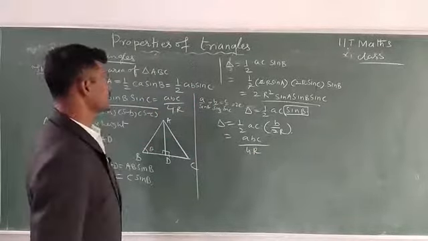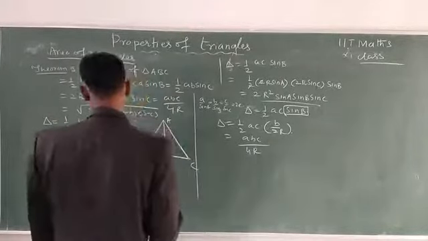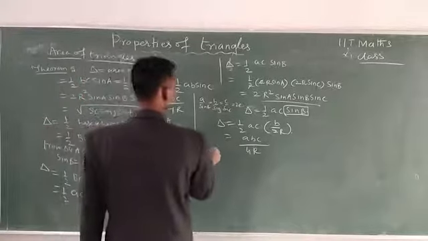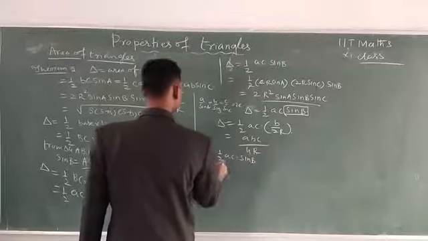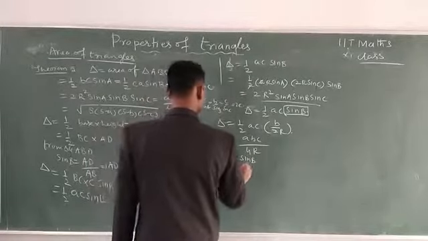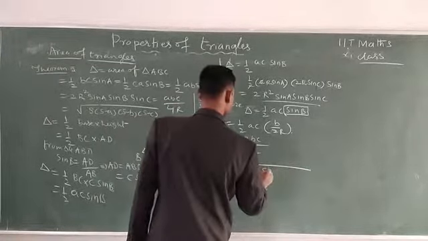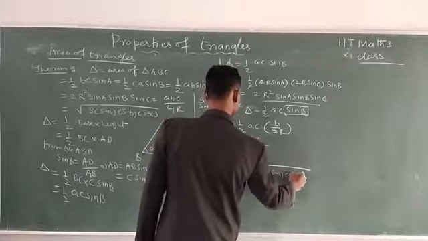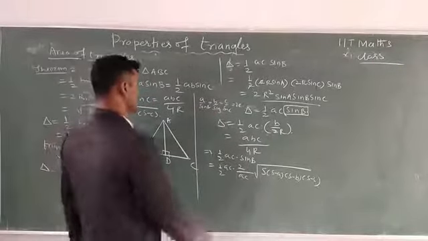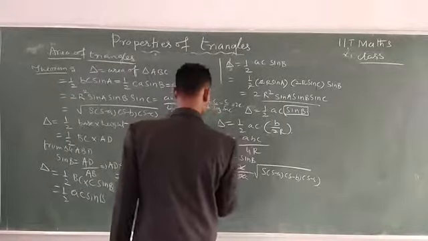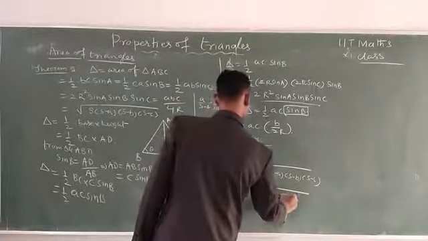Now I have derived this in terms of sin A, sin B, sin C. One more formula: half into AC into sin B. Here, instead of sin B you can write 2 by AC into the square root of s into s minus a into s minus b into s minus c. This we also derived just now. This is one formula. The 2 cancels, AC cancels. Now the area is the square root of s into s minus a into s minus b into s minus c.